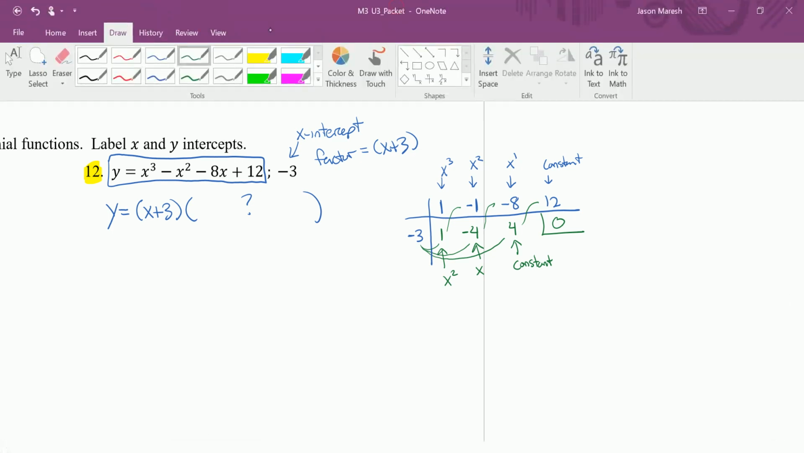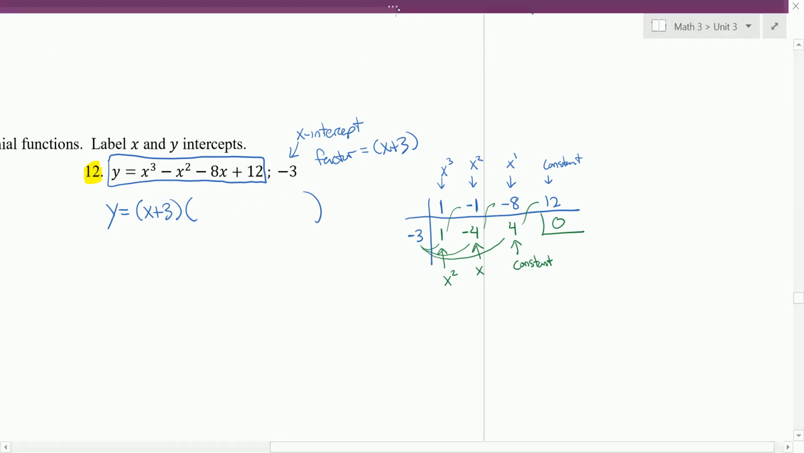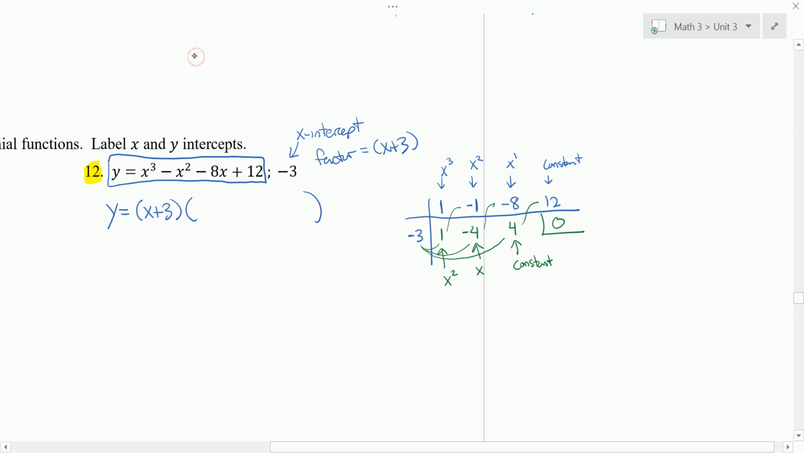So we found the second factor, which is x squared minus 4x plus 4. Try to factor that further. We're looking for two numbers that multiply to 4 and add to negative 4, which would be negative 2 and negative 2. So we further factor this to x plus 3 times x minus 2 times another x minus 2.